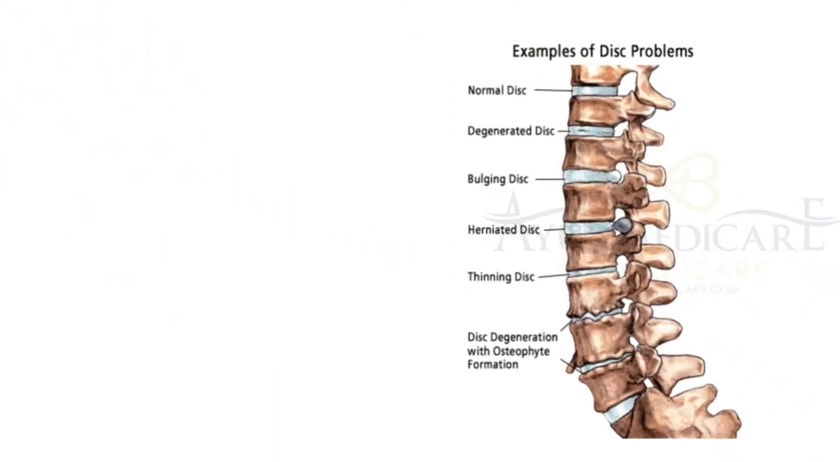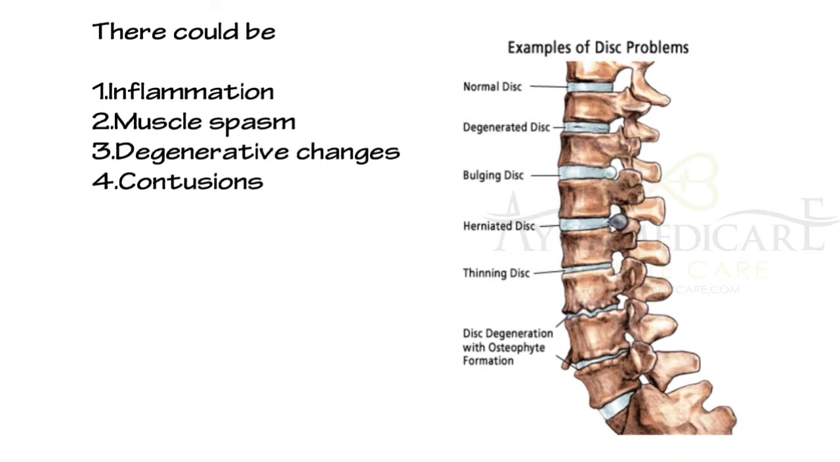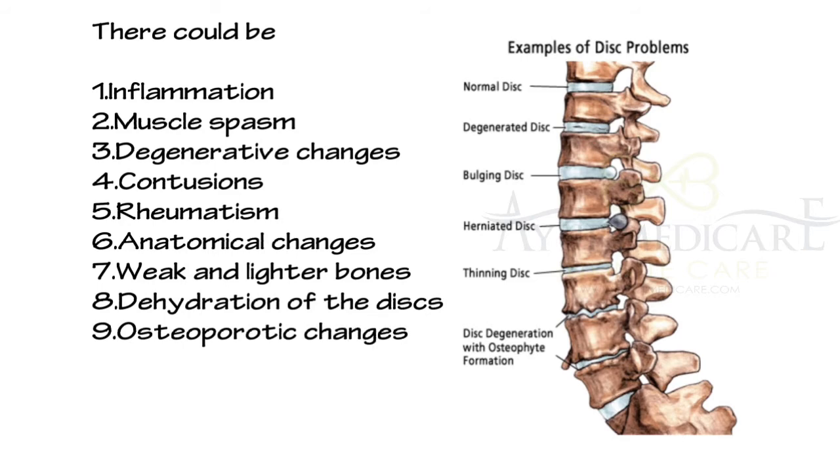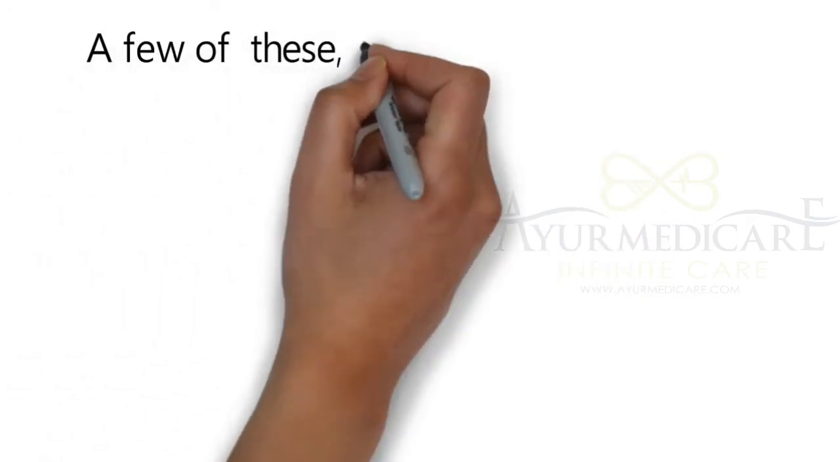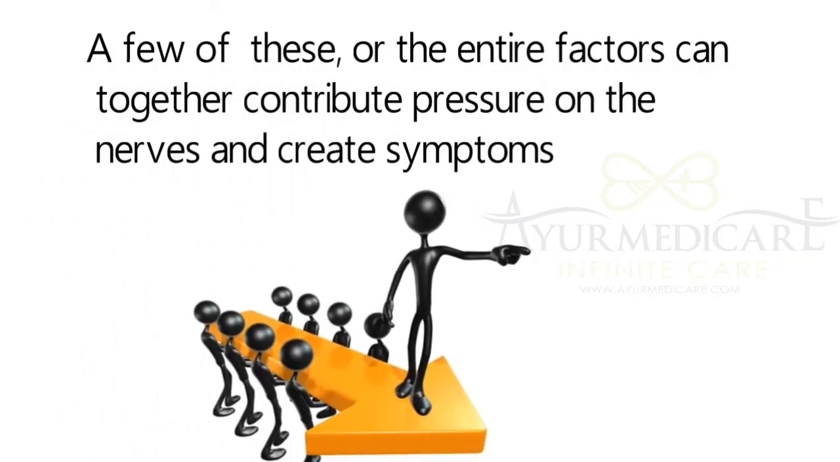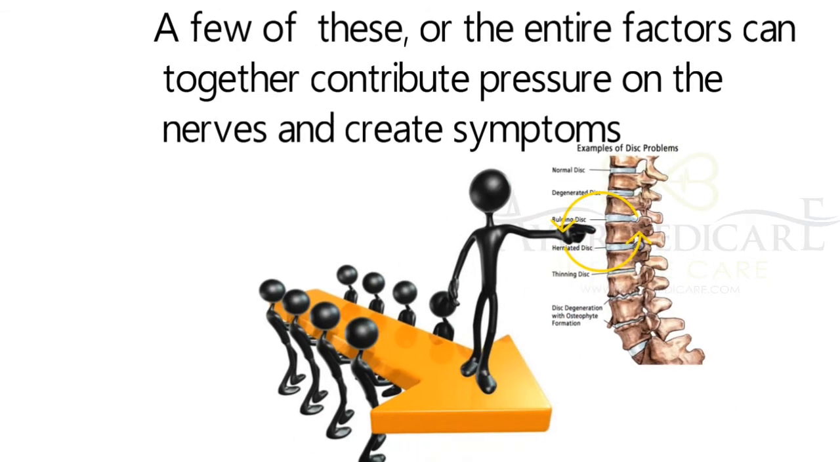Along with a slipped disc there could be inflammation, muscle spasm, degenerative changes, contusions, rheumatism, anatomical changes, weak and lighter bones, dehydration of the disc, osteoporotic changes, etc. at the lower back. A few of these, or all of these factors together, can contribute pressure on the nerves and create symptoms.